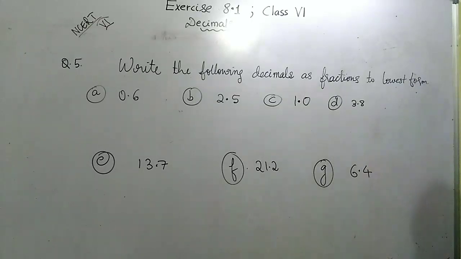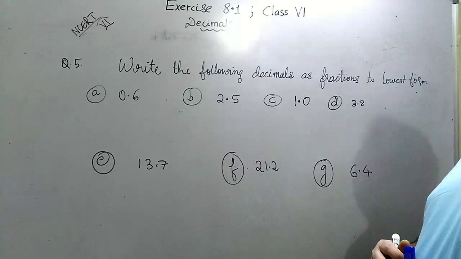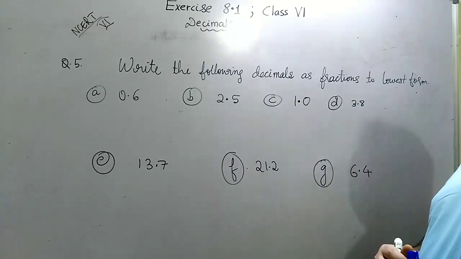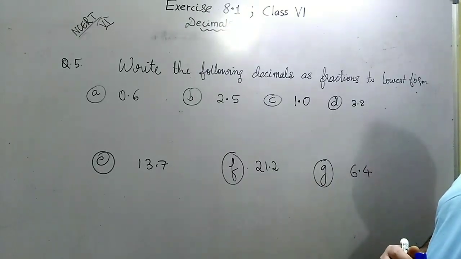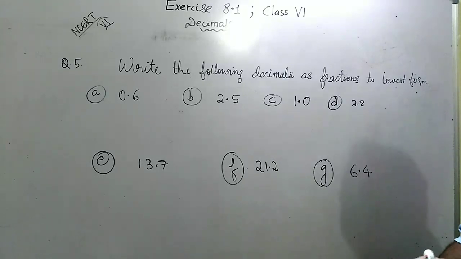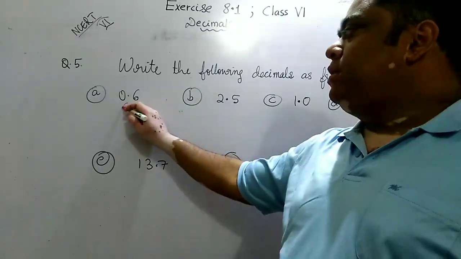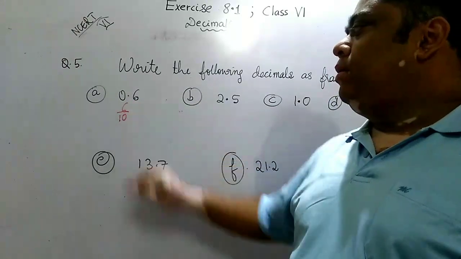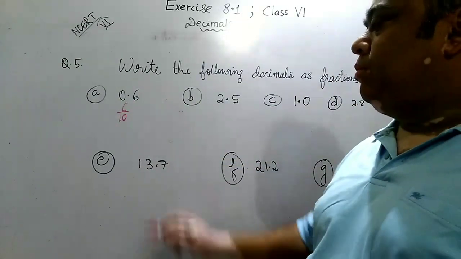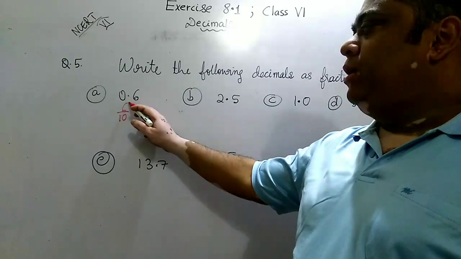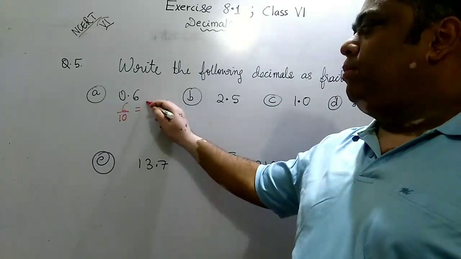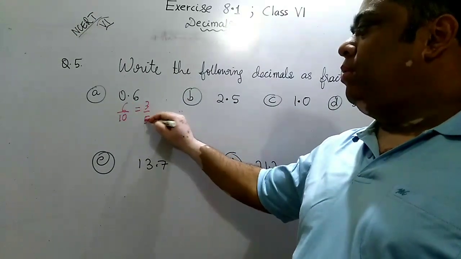So we were solving exercise 8.1 of the NCERT class 6 book, and question number 5 says write the following decimals as fractions in the lowest form. In question number 5, first is 0.6. This can be written as 6 by 10. This can be converted into lowest form by dividing numerator and denominator by 2. So this will become 3 by 5.